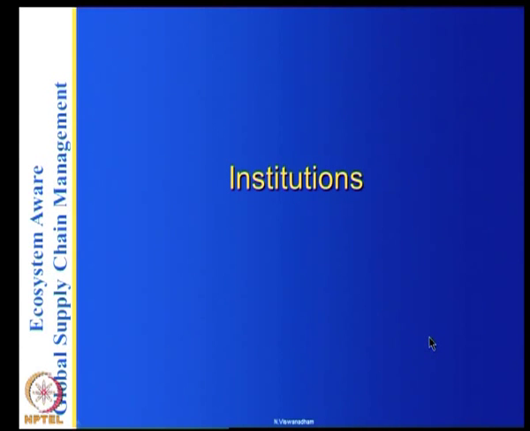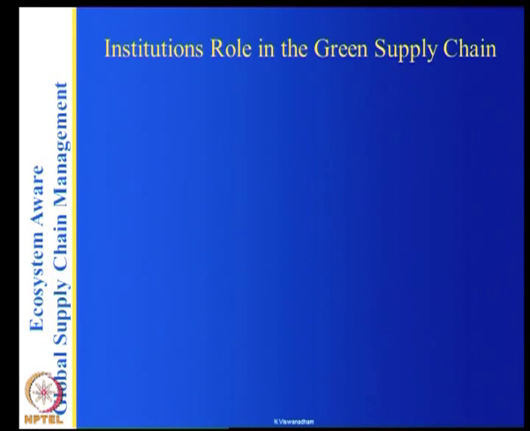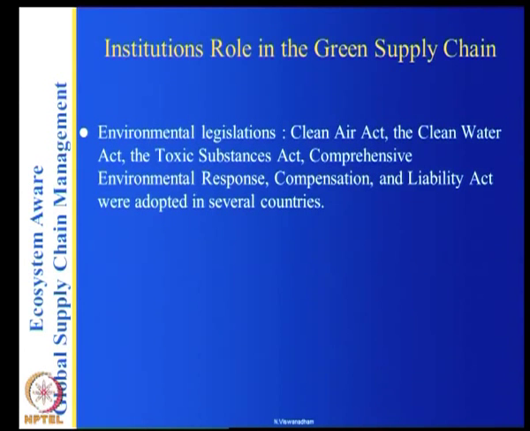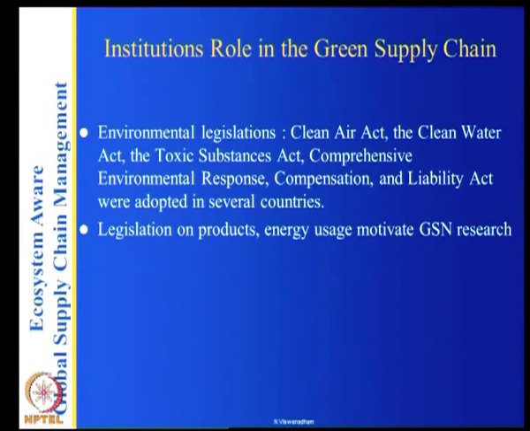So, let us look at the institutions here. The role of institutions in the green supply chain is very important because of environmental regulations. Every company, every individual needs to follow these regulations: the Clean Air Act, the Clean Water Act, the Toxic Substances Act, the Comprehensive Environmental Response, Compensation and Liability Act, adopted in several countries. So, these are the laws which industries and individuals need to follow.